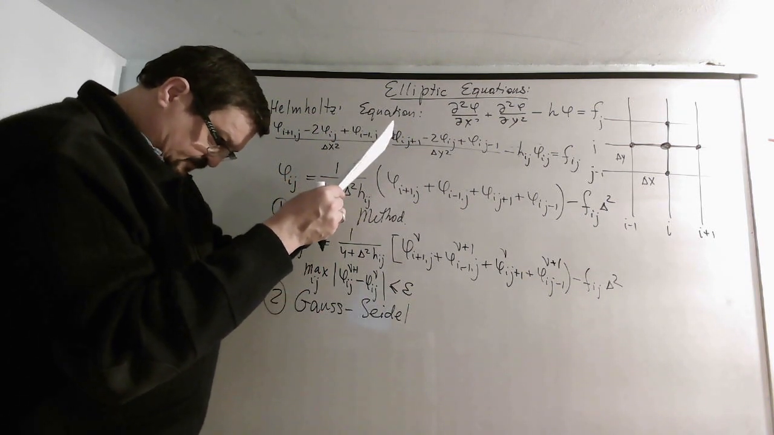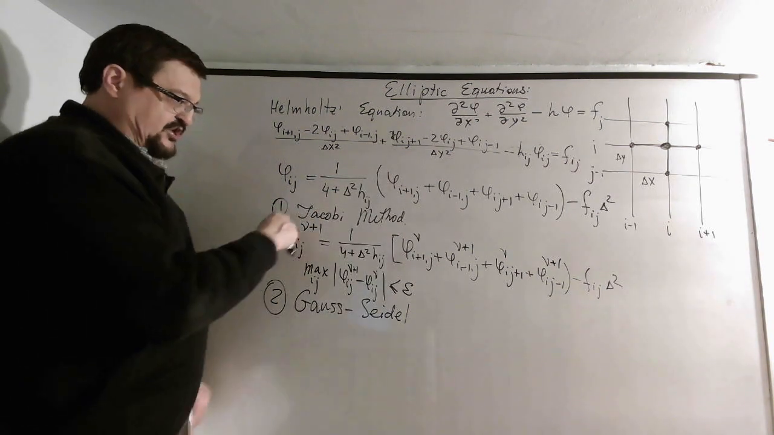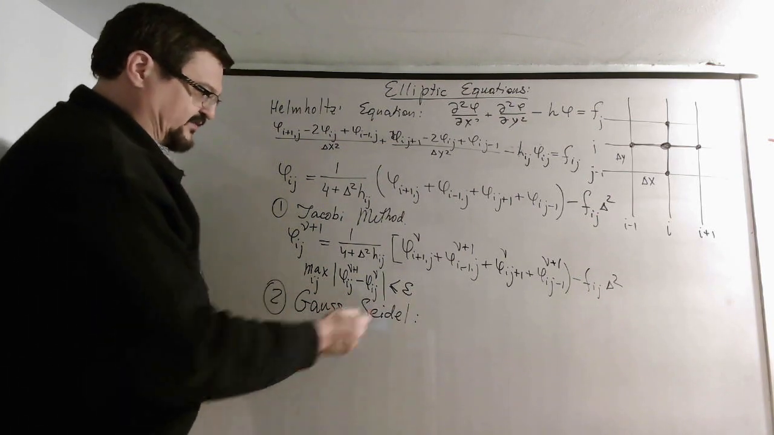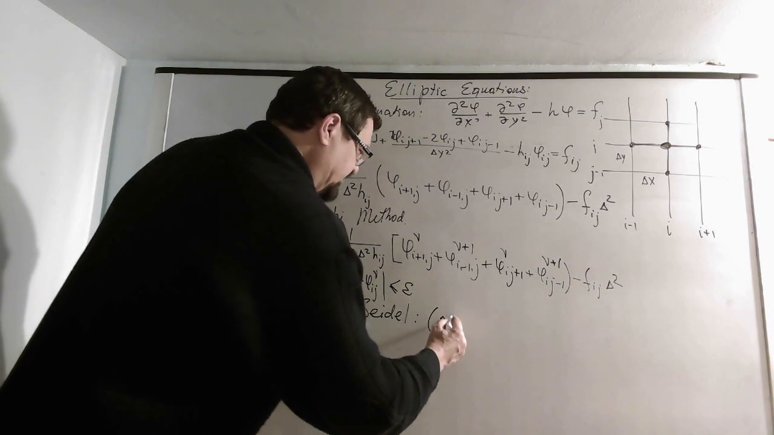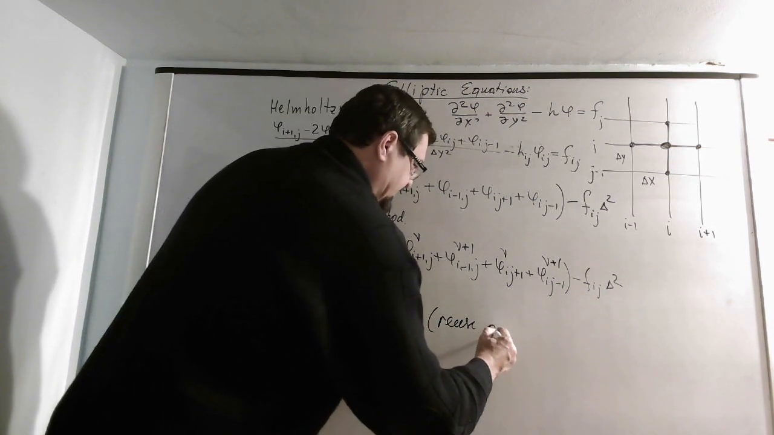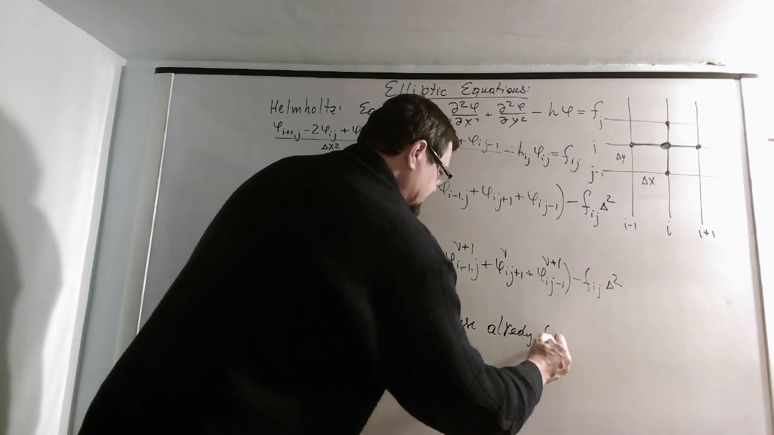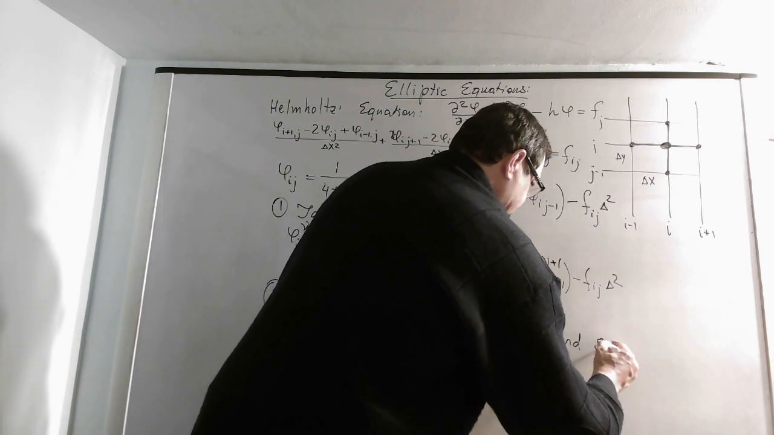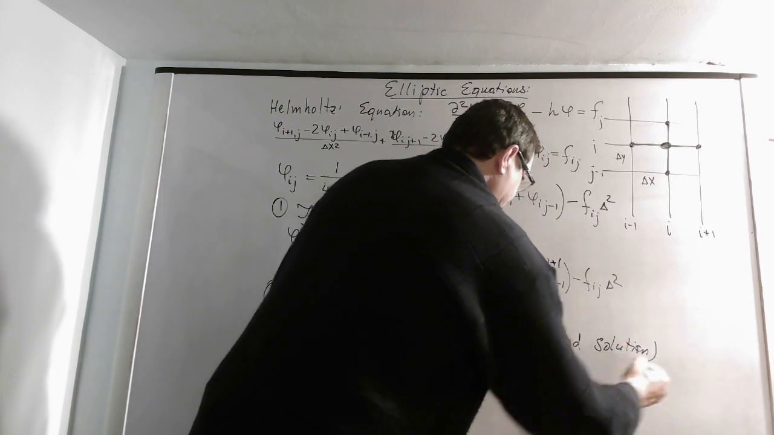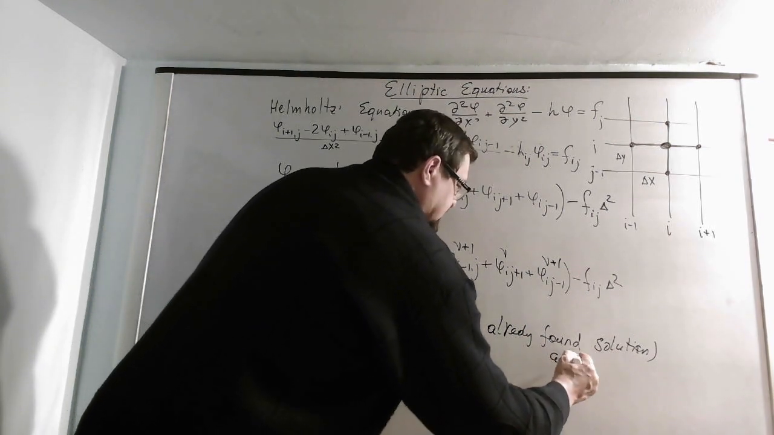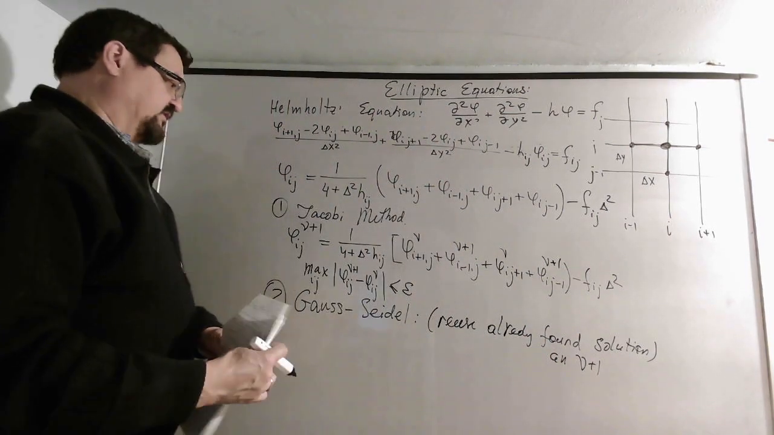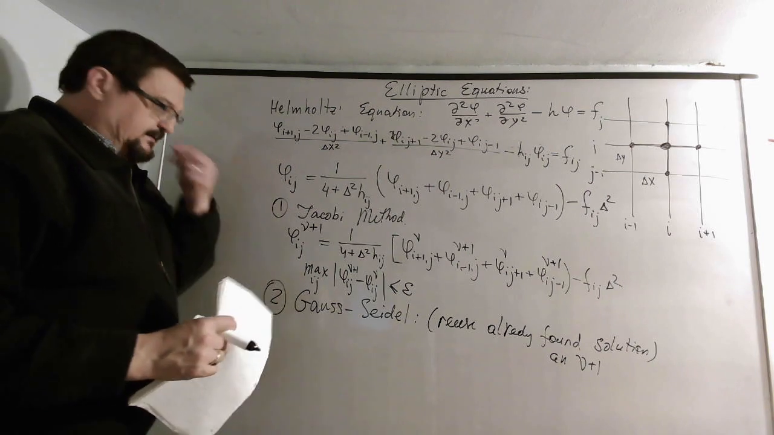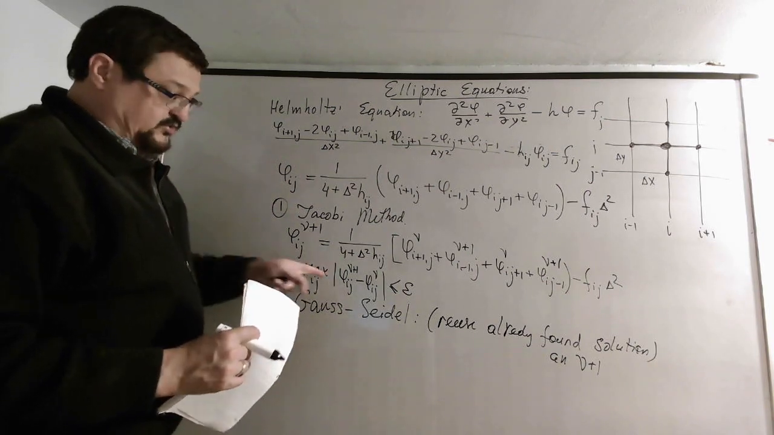So instead of using the Jacobi method, we just go ahead and use Gauss-Seidel. It's basically a reuse of the already found solution at nu plus 1. So that's basically it. You can use the same norm, of course.